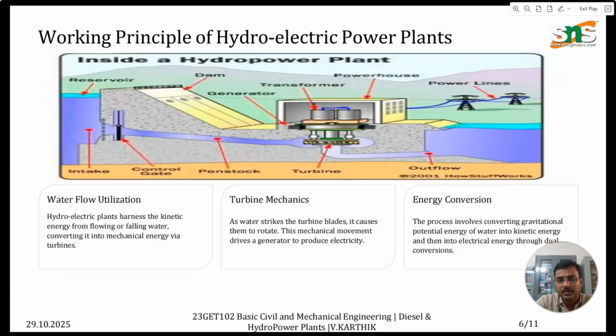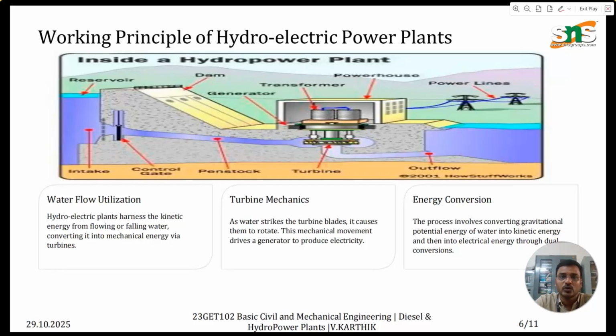In the gas power plant, instead of coal or diesel, we use gas to produce heat energy. That heat energy is converted into mechanical energy with the help of the gas turbine. After that, we use the generator to produce electric power.